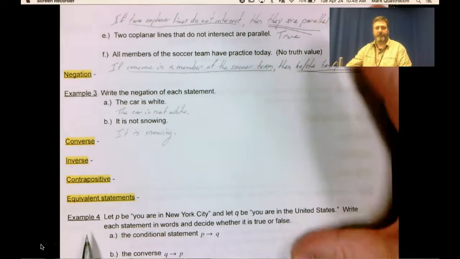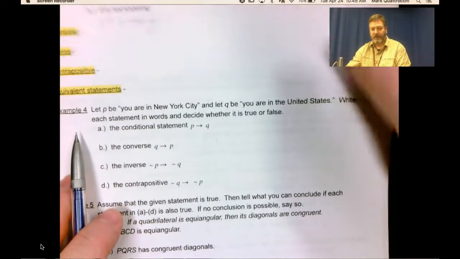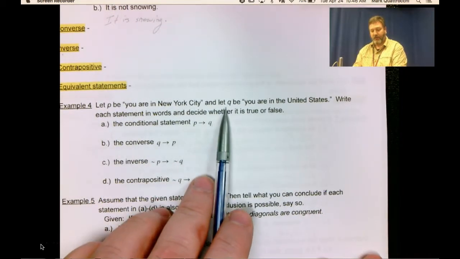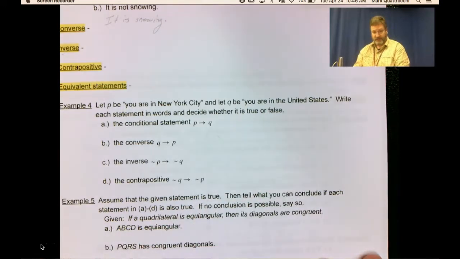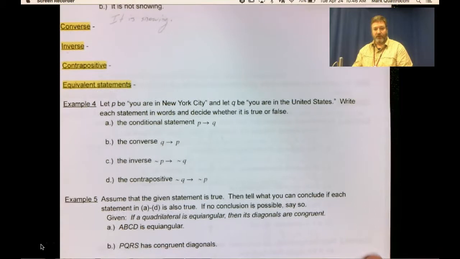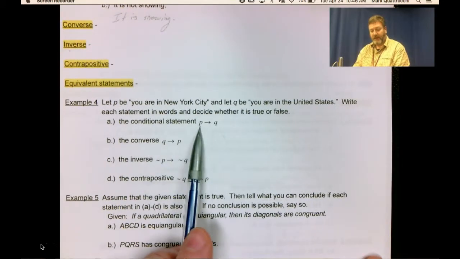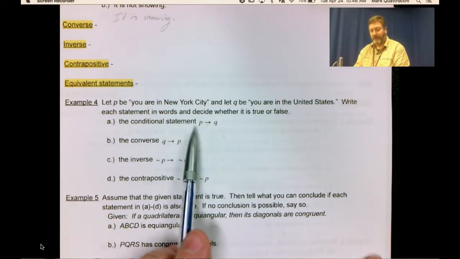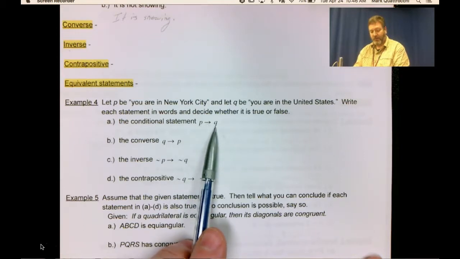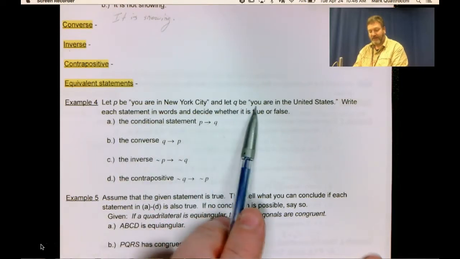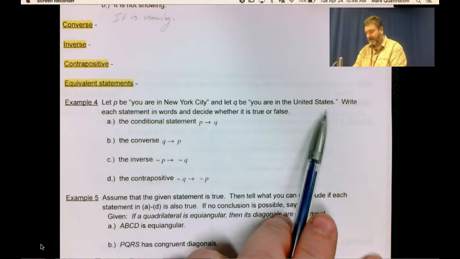Example 4. Let P be you are in New York City. Let Q be you are in the United States. Write each statement in words and decide whether the statement is true or false. So the conditional statement is P implies Q. So this arrow means implies. P implies Q. You are in New York City implies you are in the United States.